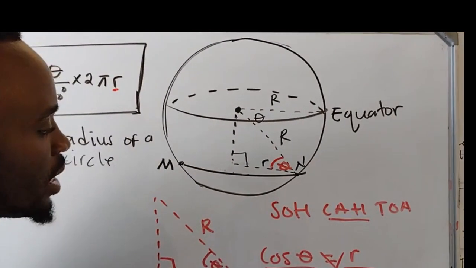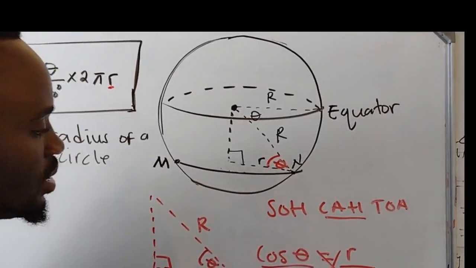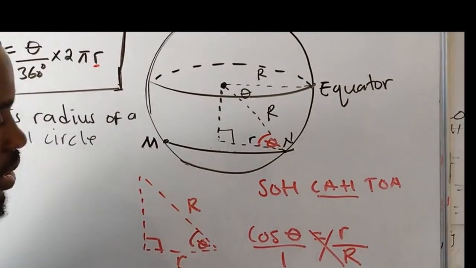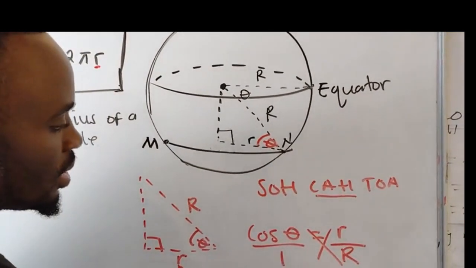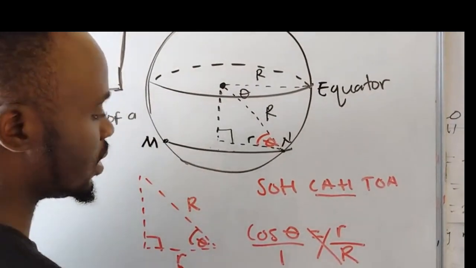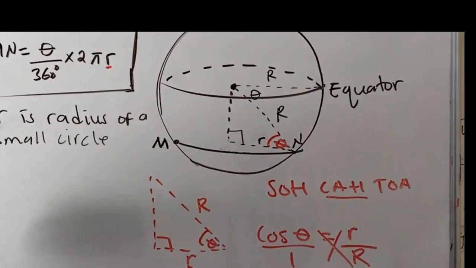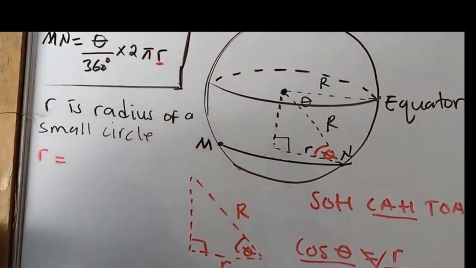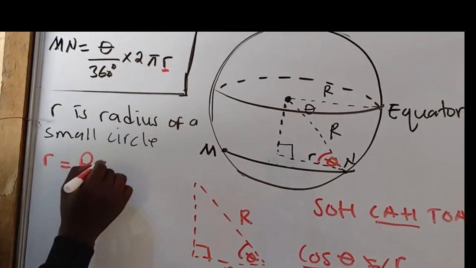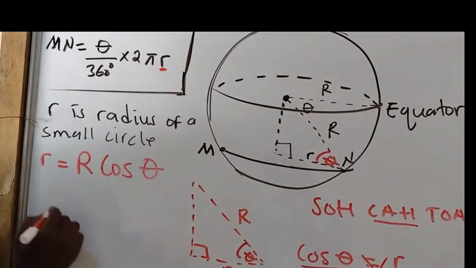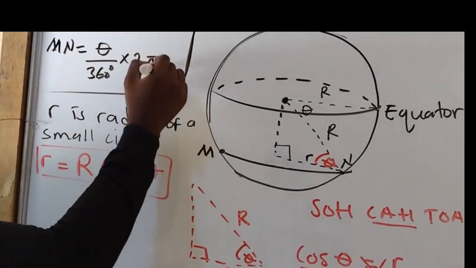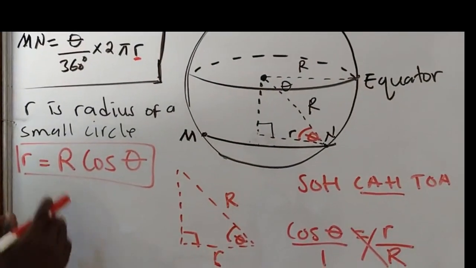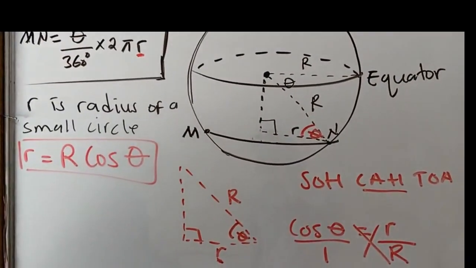When we cross multiply, we are going to get 1 times r, which is the radius of the small circle, equal to R cos theta. In other words, where you have the r, the radius for the small circle, you'll be applying R cos theta. I'm sure you have understood. Now let's see how best we can apply this formula in a practical method.